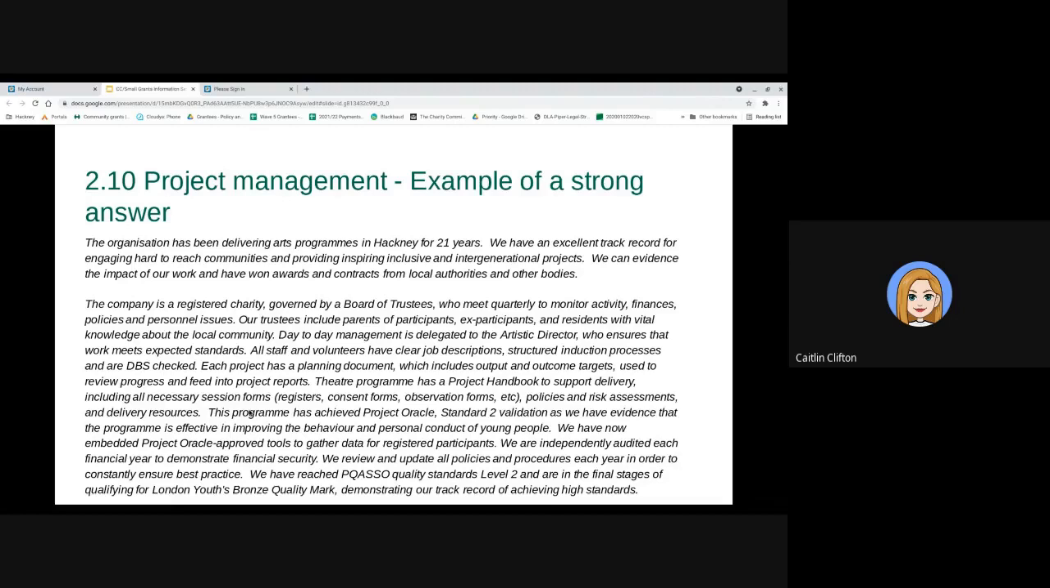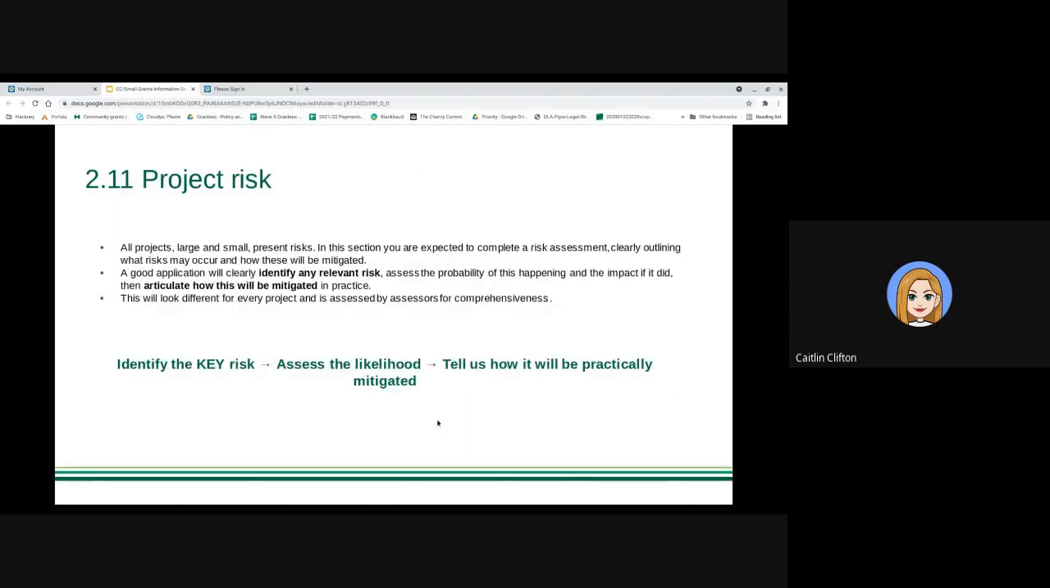Now, not everyone can have all these marks. We don't expect people to, but if you have them or you're working towards them, absolutely include that in this section.